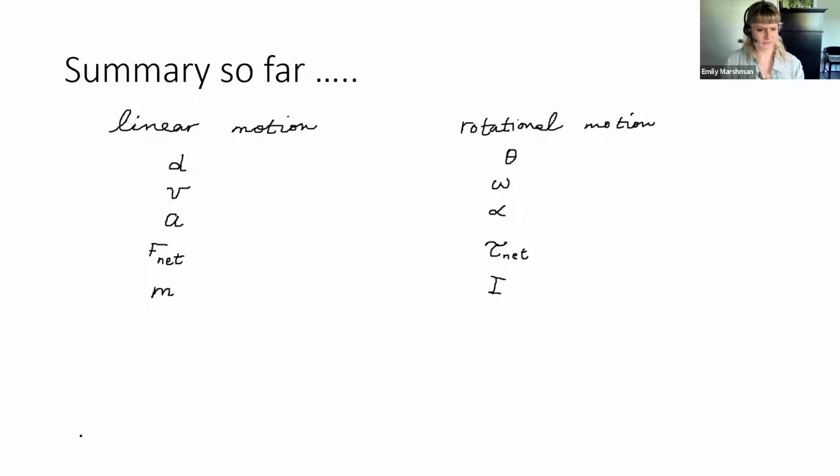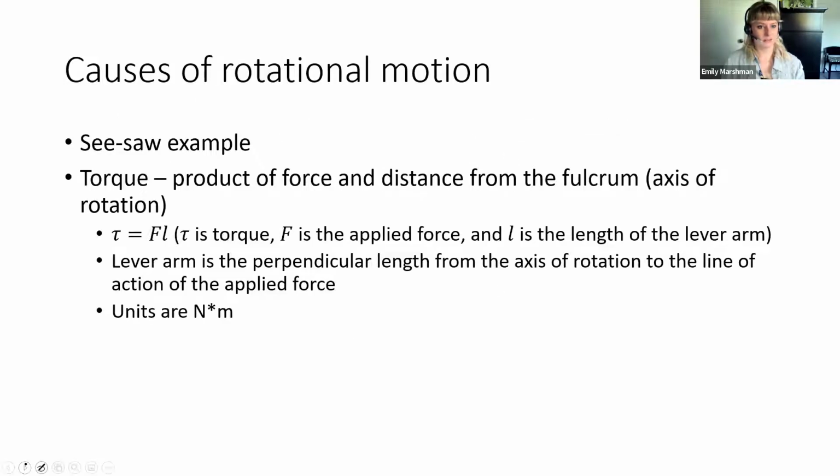What is a torque? A torque is the product of a force and a distance from the fulcrum. By fulcrum, we mean the axis of rotation. So it's related to force, but we also have to think about the distance from the fulcrum or axis of rotation. So torque is the force multiplied by L here, and by L we call the lever arm.